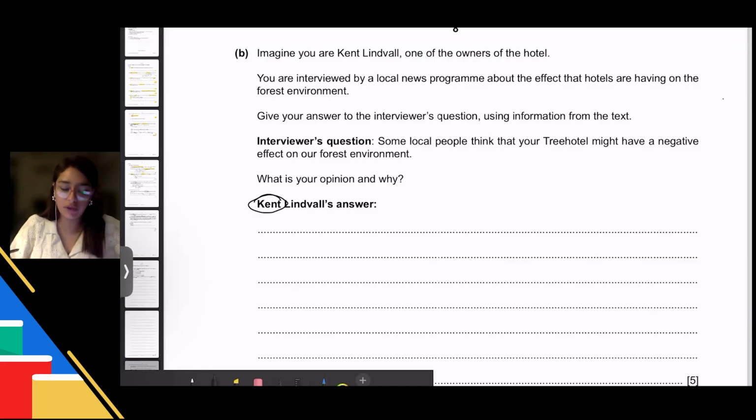The first reason that I could think of is how he has bought this land from someone who was going to cut down this forest in the first place. So he has saved the forest. That's one reason why I can say he would disagree with this idea.